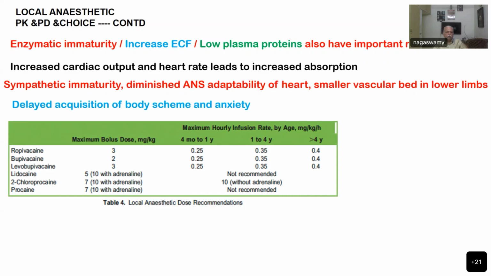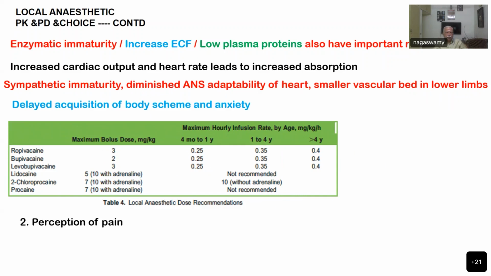Now coming to the various dosages: ropivacaine 3 milligram per kg body weight, ropivacaine 2, levobupivacaine 3. So ropivacaine and levobupivacaine have the same dosage, and lidocaine of course with adrenaline and without adrenaline, chloroprocaine and prilocaine. These are the drugs which are commonly used.